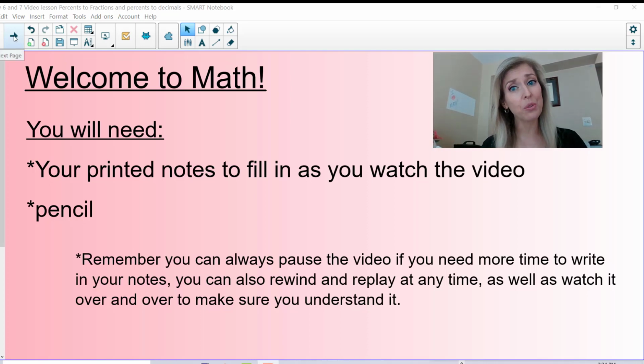Remember, you need to have your notes with you and something to write with so you can take notes as you watch the video. Remember, pause the video at any time to make sure you catch up with your notes and you get to fill them in completely. Rewind if you're not understanding something, and you can play back at any time to make sure you fully understand the concept before you move on.